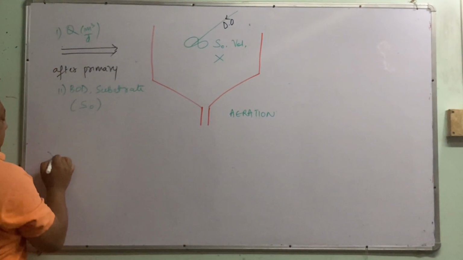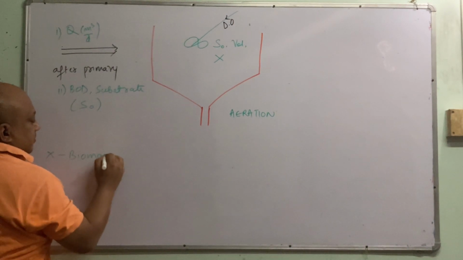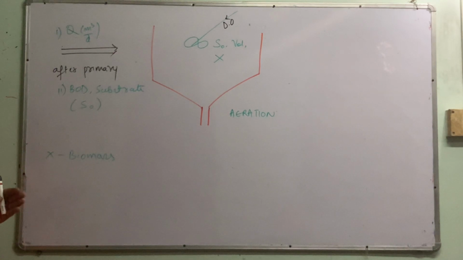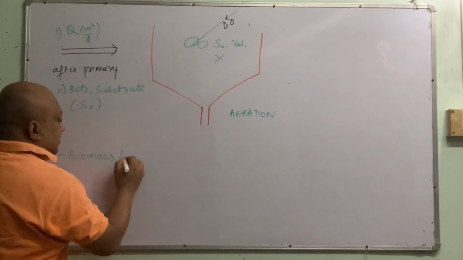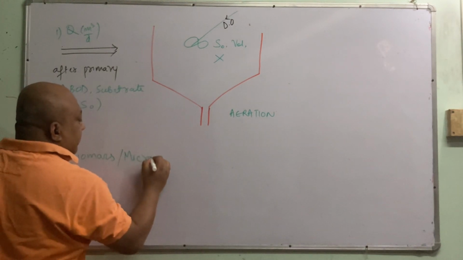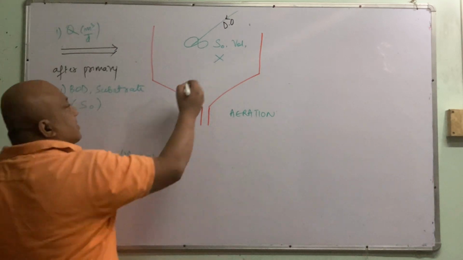So what is X? We call it biomass. It has different terminology. Either it can be biomass or it can be microbes. What microbes? It may be aerobic microbes. Okay, so X is the biomass.